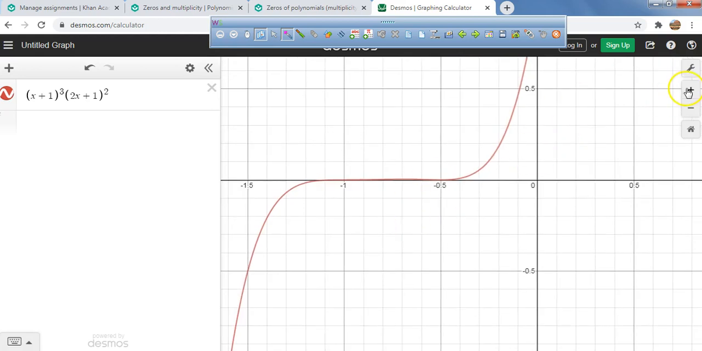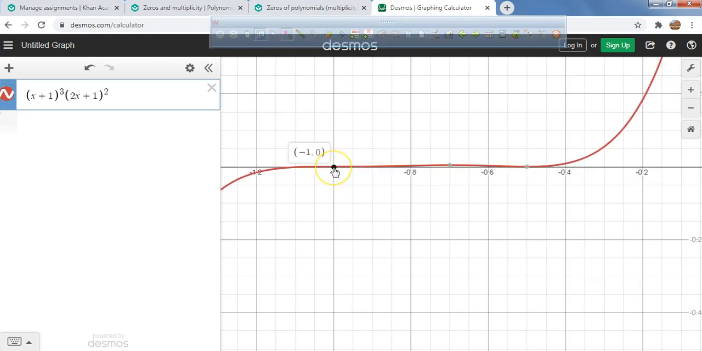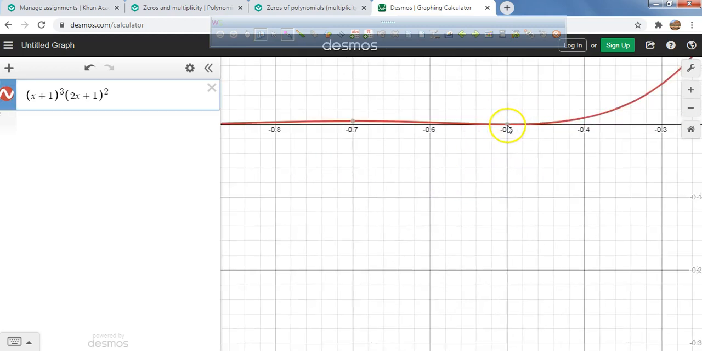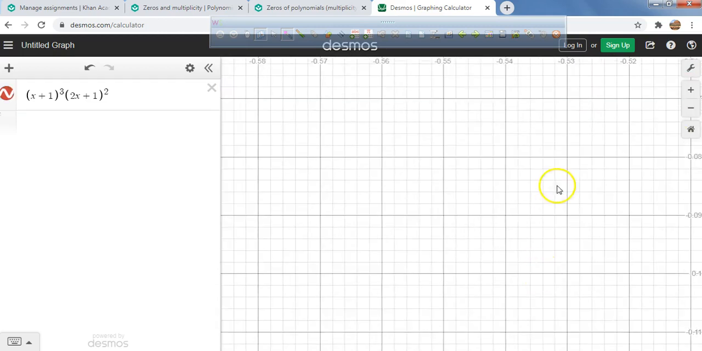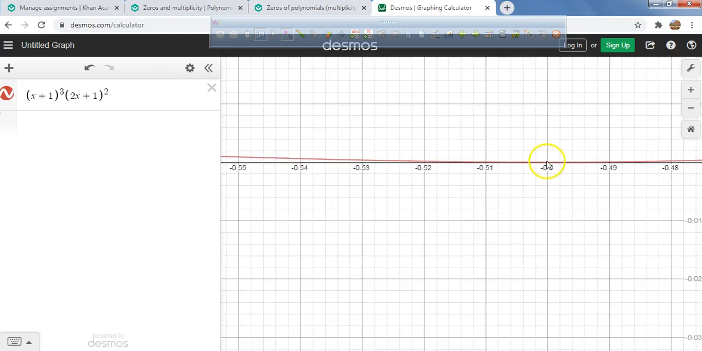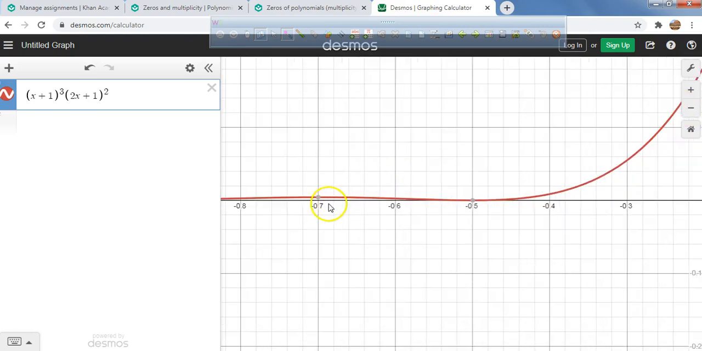I have to zoom in here so you can see. One of them actually passes through, and the other one right here at a half does not pass through. We'd have to really zoom in so you can see that this one actually crosses over the x-axis, but this one does not cross over. The more we zoom in, the more you can see that it does not actually cross over, it just touches it. It's kind of hard to see, especially if you're zoomed out. It just touches it and goes back up.